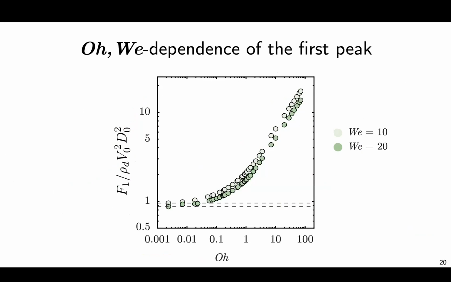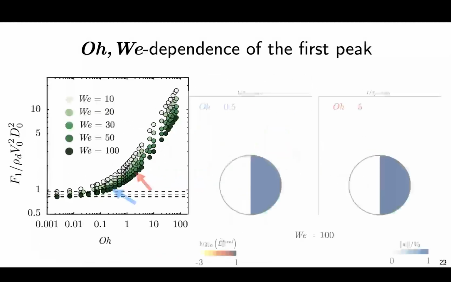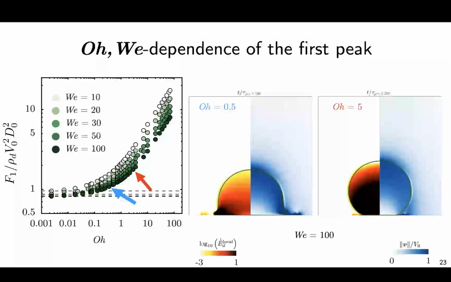So even if we increase the Weber number, let's say to a value of 20, we still see the same increasing trend, which continues for Weber number of 30 as well as for 50 and 100. And once again, for Weber number of 100, if I show you two cases, one for Ohnesorge number of 0.5 and another for Ohnesorge number of 5, you really see this huge difference in where the viscous dissipation is and how long it takes for the system to dissipate this energy. So for high Ohnesorge numbers, it really is almost instantaneous, which leads to this sharp increase in this first impact peak.